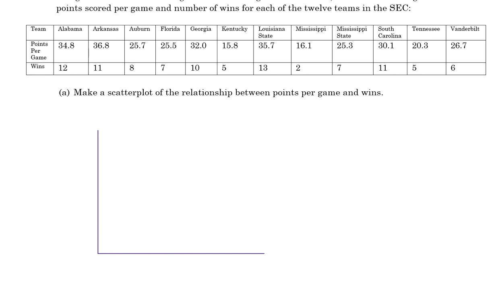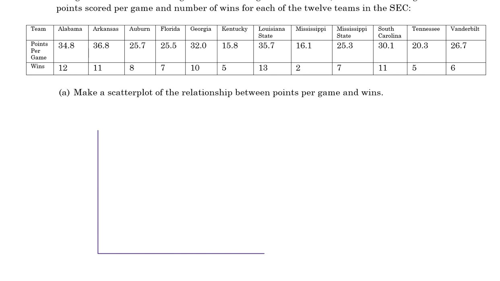So here's the deal. If I tell you that a certain college averaged 40 points a game, can you predict the number of wins they would have? Well, yeah, they'd probably have a lot of wins. So I can use points per game to predict wins. But I could also use wins to predict points per game. If I tell you that a team won only 1 game, you would predict their points per game would be pretty low, maybe like 10 points per game or something.